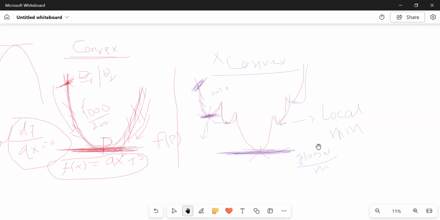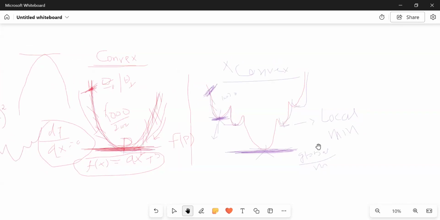Now I'm coming to the main question: why we don't use mean square error in the case of logistic regression. So my main question, which I want to answer in this video, is why we don't use mean square error in the case of logistic regression. Before coming to that point, I wanted to establish these concepts. I hope this concept is clear, right?